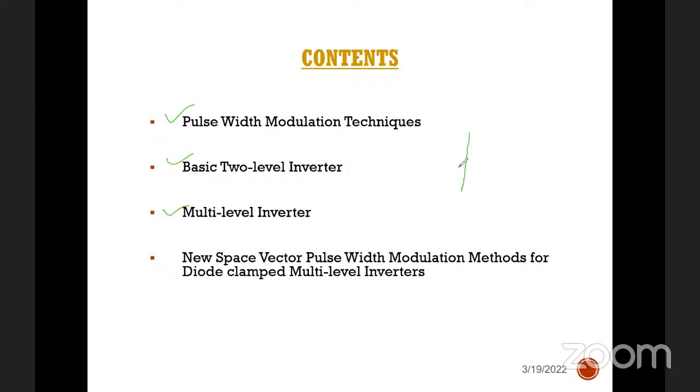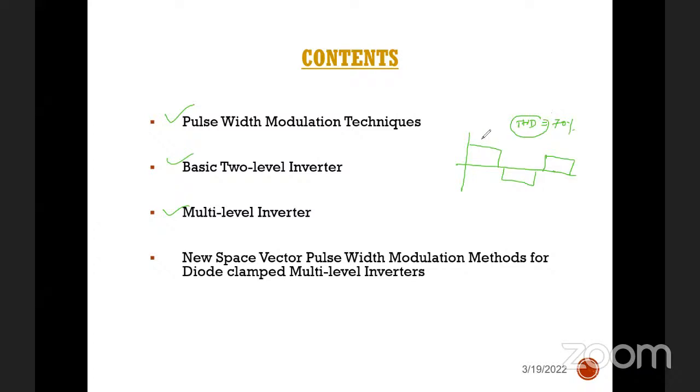As I told you, the inverter output voltage is a quasi-square waveform. If we see the total harmonic distortion of this inverter output voltage, which we call alternating voltage, we get around 70% total harmonic distortion.